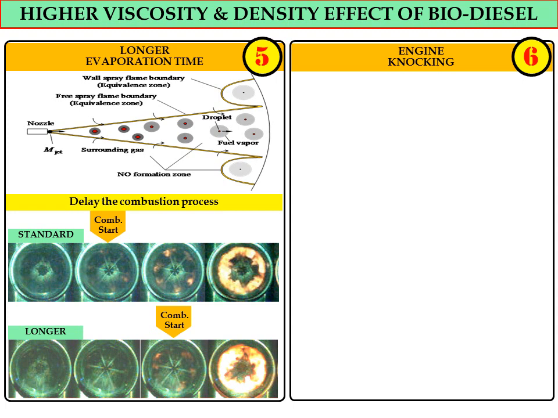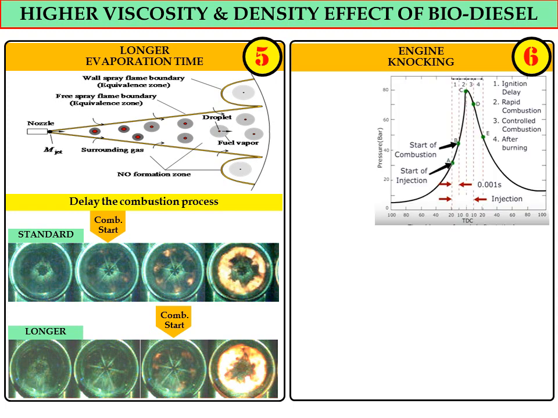Effect number 6, the higher viscosity and higher density of biodiesel fuel probably will cause engine knocking. As you can look in the figure, it shows the pressure profile versus the rotational angle of the crankshaft. We can see that there are 4 important regions in the graph: first region, ignition delay; region number 2, rapid combustion; region number 3, controlled combustion; region number 4, afterburning. So our concentration for the figures is region number 1, also region number 2.